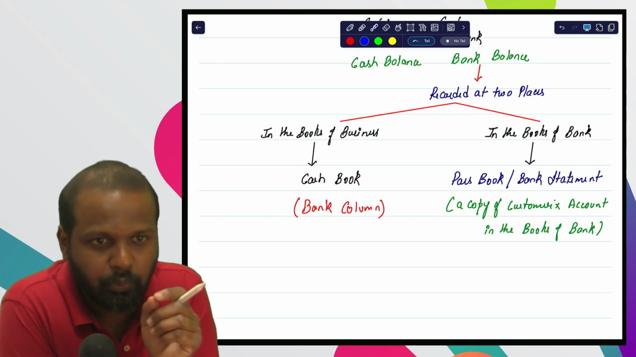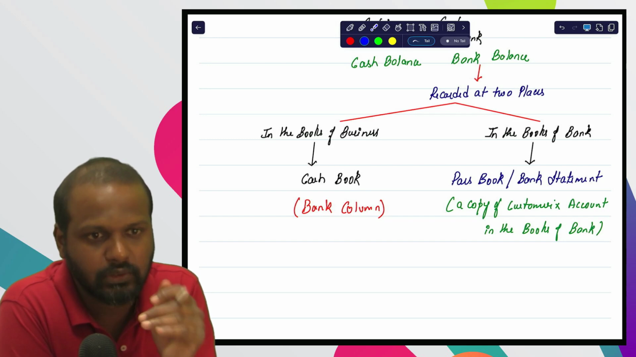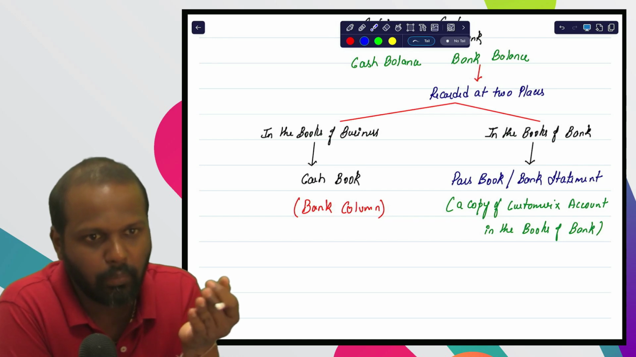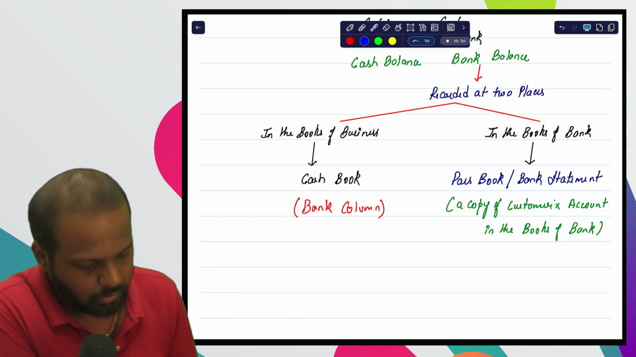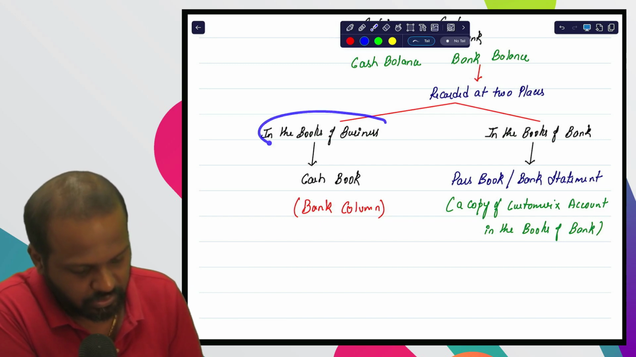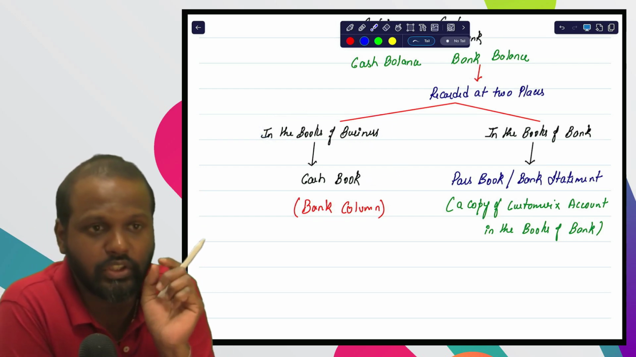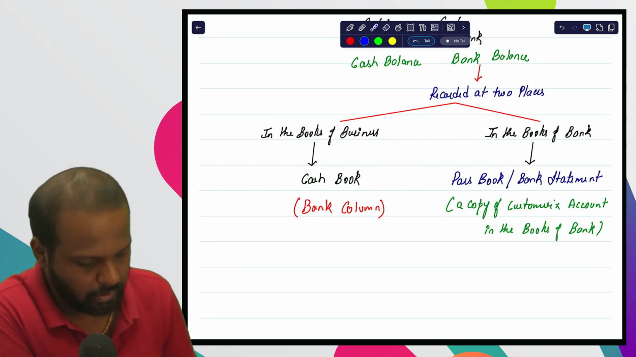So in the cash book, you have multiple columns: cash column, bank column, discount column on the debit side, and again on the credit side the same thing: cash column, bank column, discount column. As I told you, every banking transaction in the books of business is recorded in which book? Cash book, specifically in the bank column.